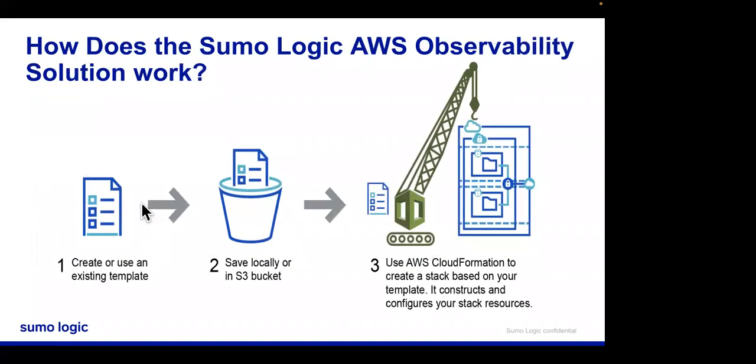How do we do this? Typically, we're going to use an existing template or create a template that you save locally or in an S3 bucket. And then we're going to use this CloudFormation template to create the stack. The stack is your environment. What systems do you need? What resources do you need? That sort of thing. So we're going to use an AWS CloudFormation template to do this.